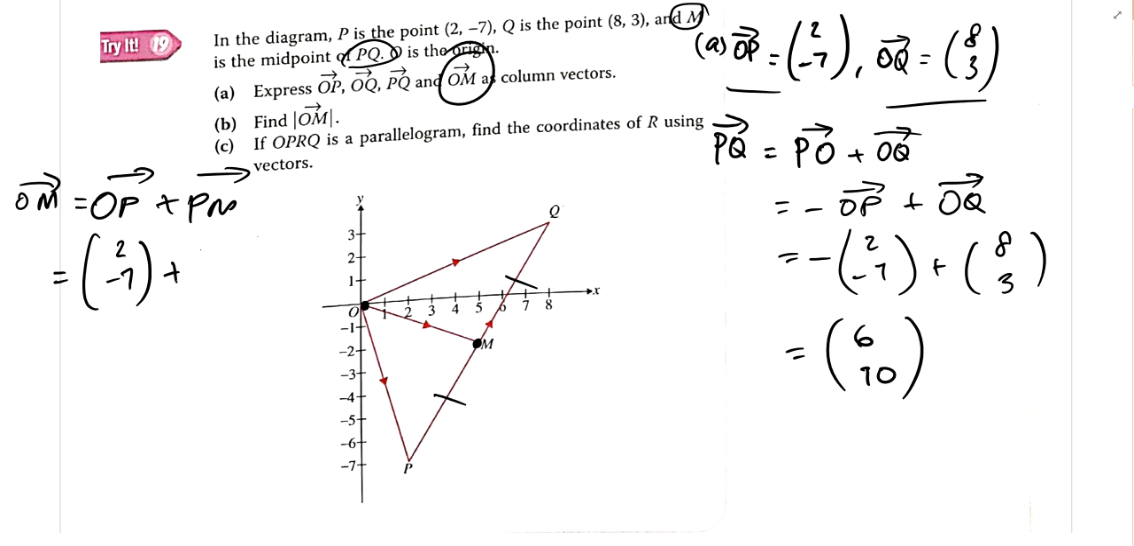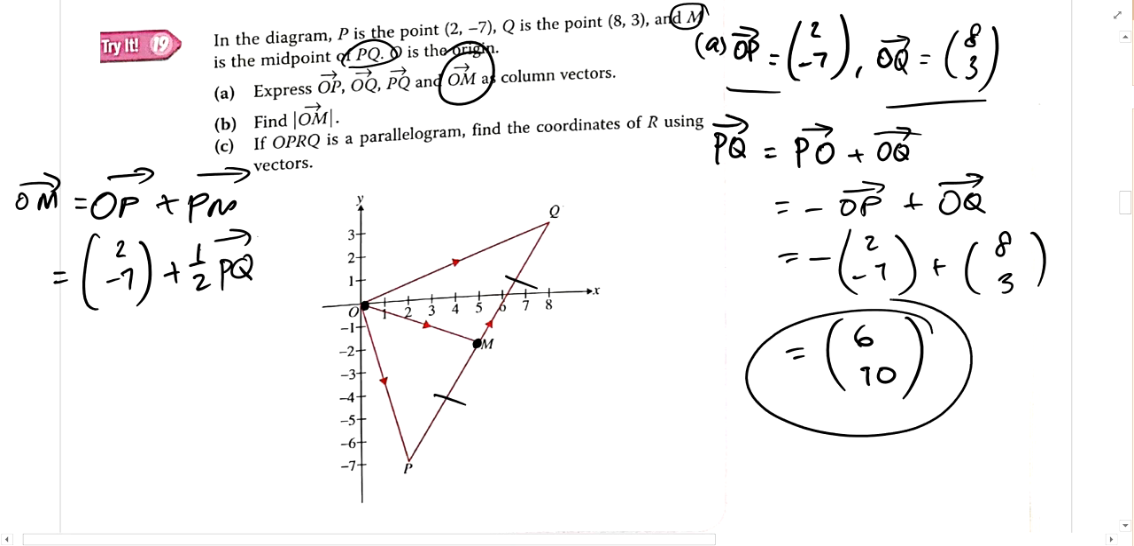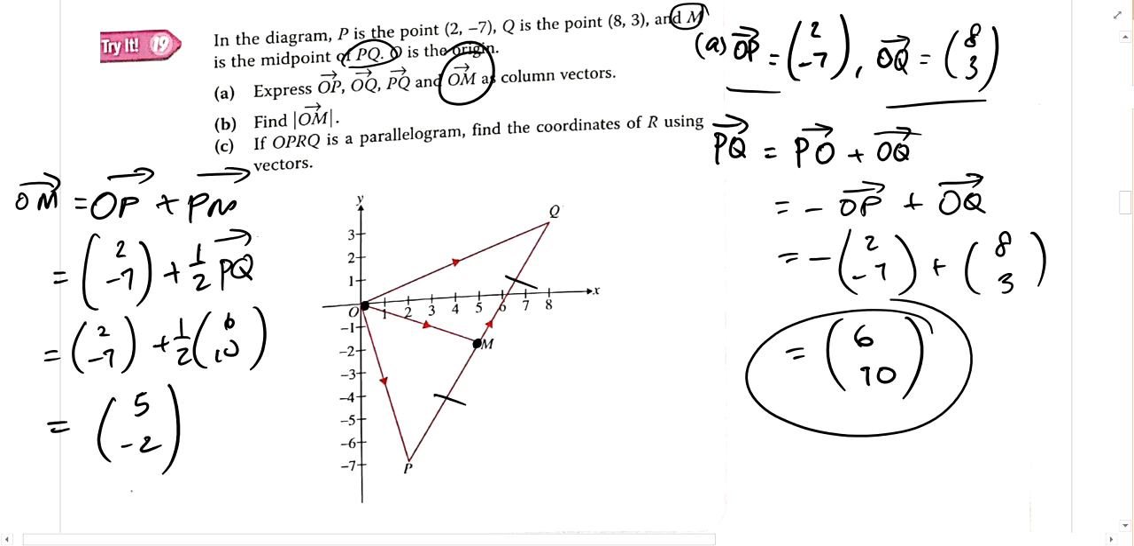So all this information, write it down. It will give you marks. So it is half of PQ. Now so far so simple. We already have the vector PQ over here. Just put it in. 2, negative 7 plus half of 6, 10. So 2 plus 3, 5. Negative 7 plus 5, negative 2.